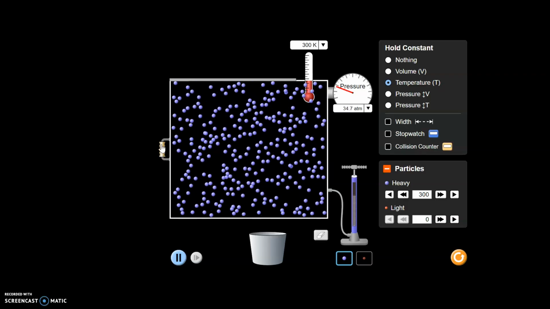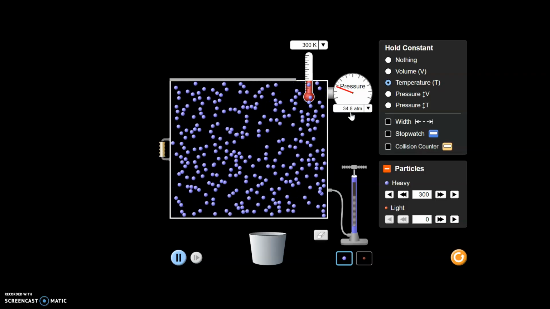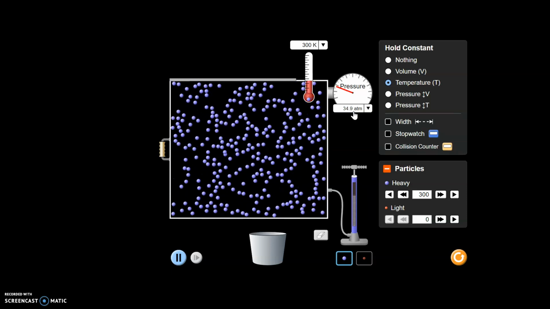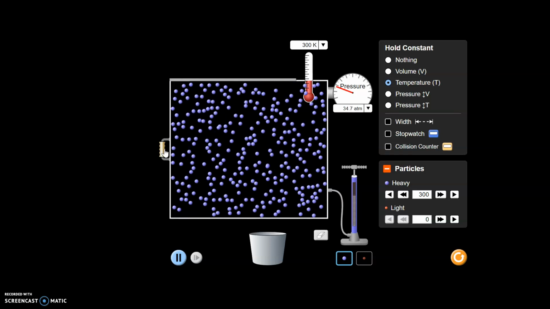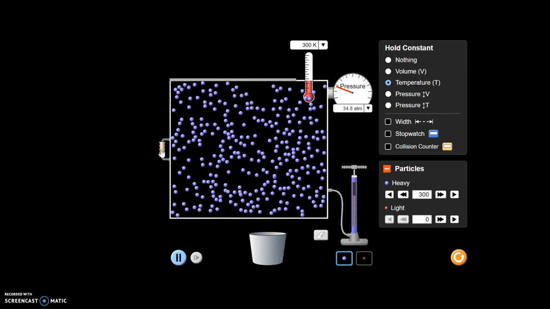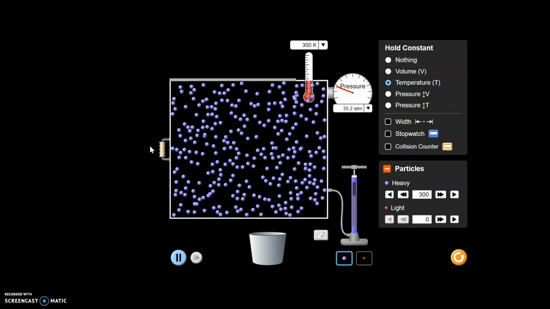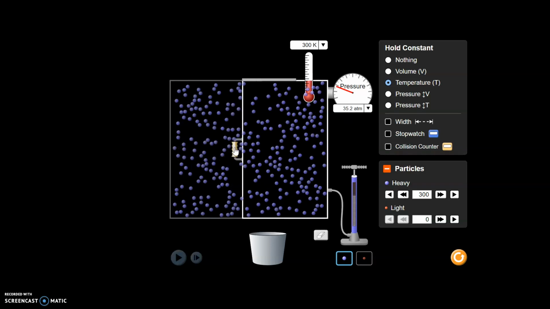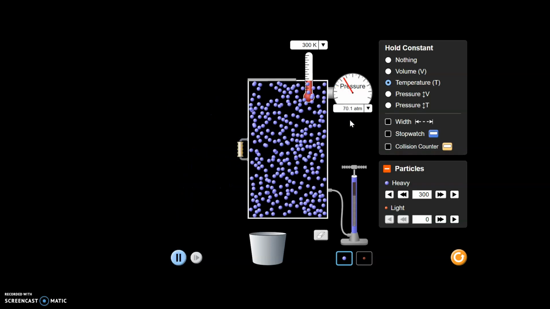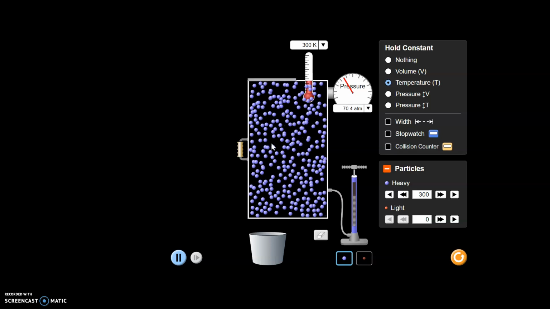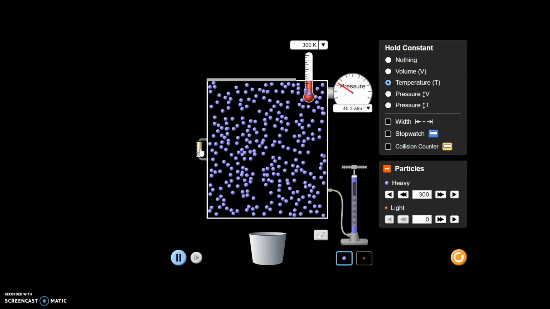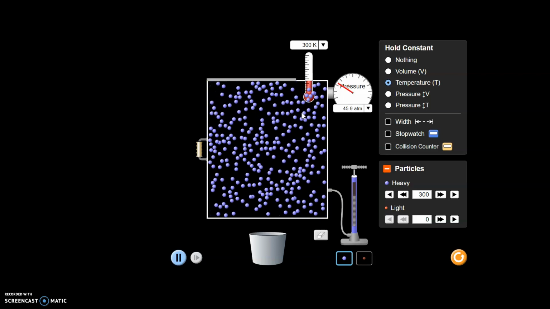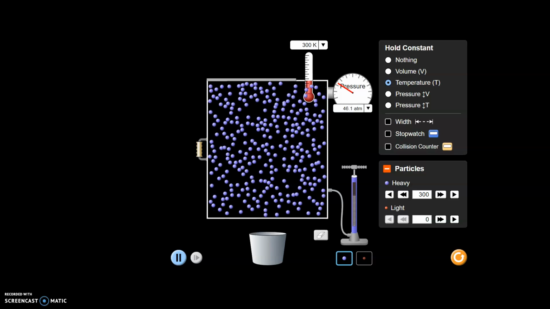So at the moment I've got my box at its full size, and I can see the pressure hovers around 35 atmospheres pressure, which is just another unit instead of pascals. Now I'm going to change the volume, I'm going to decrease the volume, and let's see what happens to this number. So let's decrease the volume, let's half it, and we can see it about doubles the pressure. So as I increase the volume, what happens to the pressure again? The pressure goes down. So there's an inversely proportional relationship.